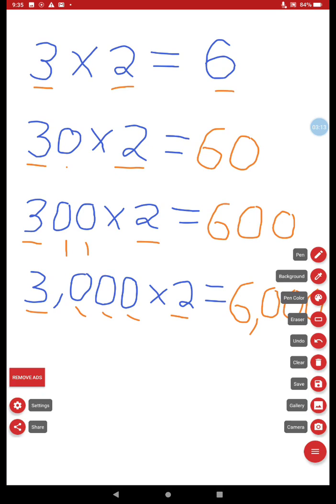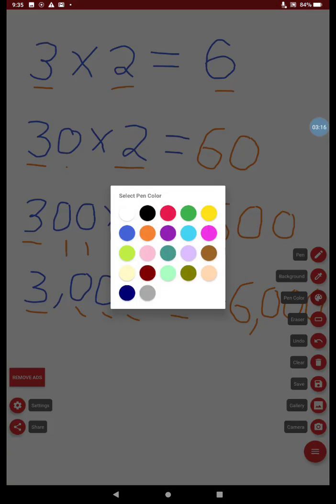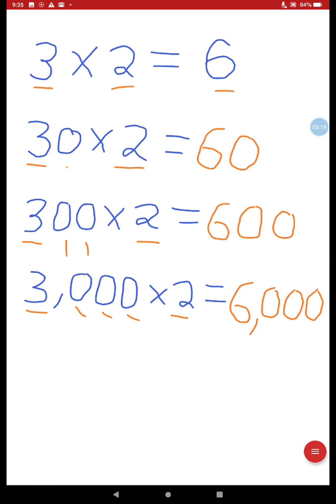Let me change colors one more time so you can clearly see it. Notice the pattern. All of these problems started with 3. All of them were times 2. All of them had a 6 in the answer. The difference was how many zeros. And we call that place value. So I'm shifting over the place value based on how many zeros were in the problem. 1 zero, shifted over 1. 2 zeros, shifted over twice. 3 zeros, shifted over 3 times.